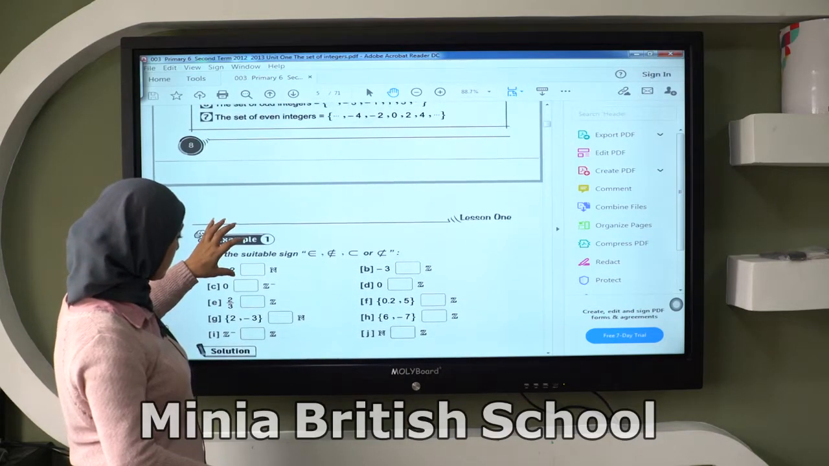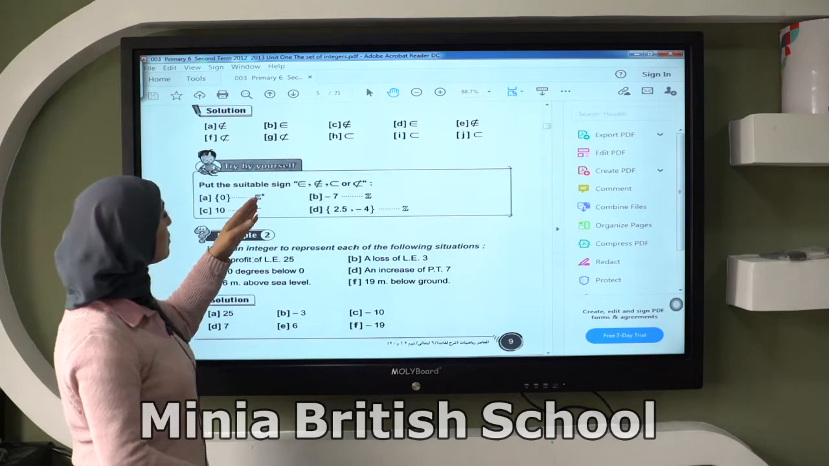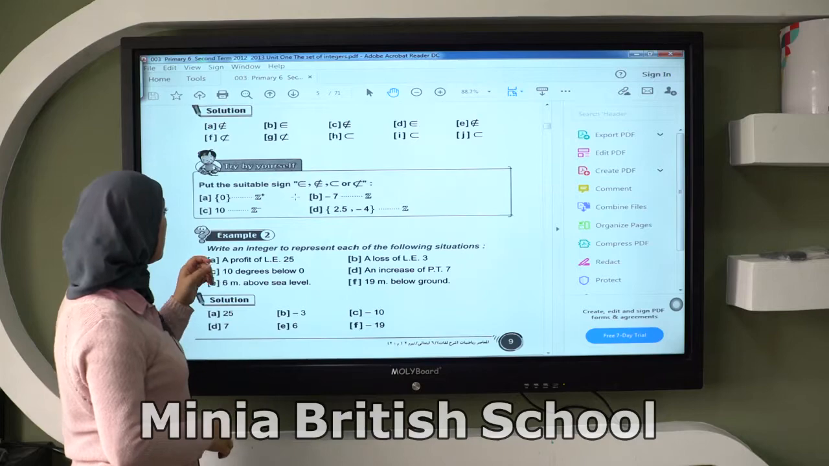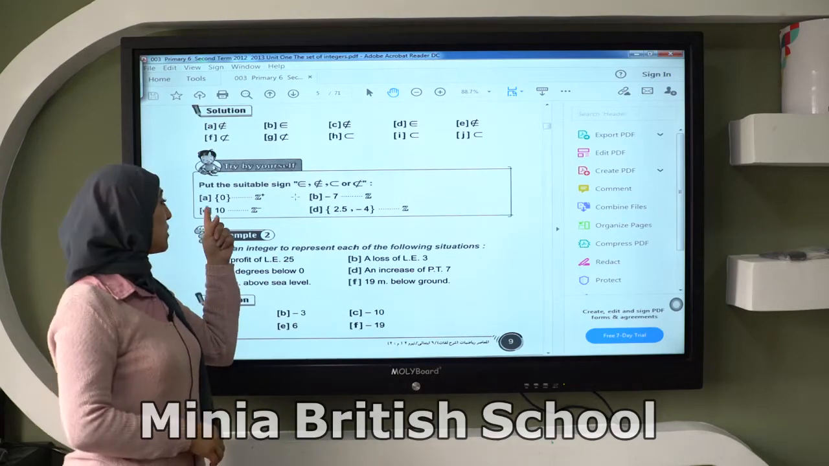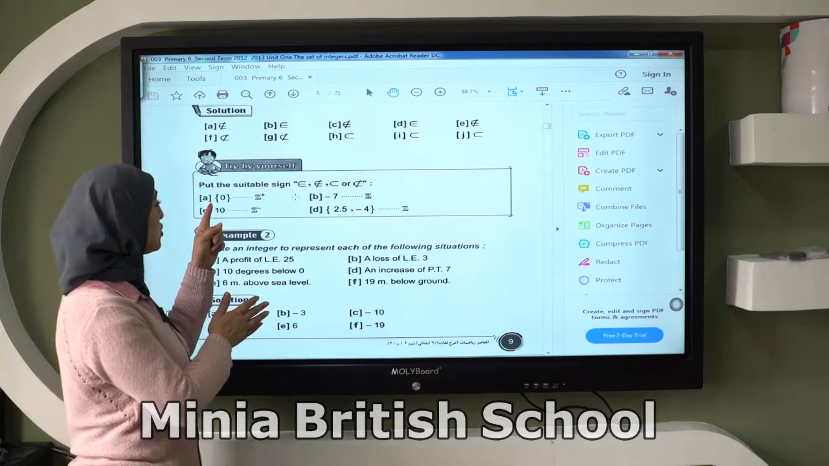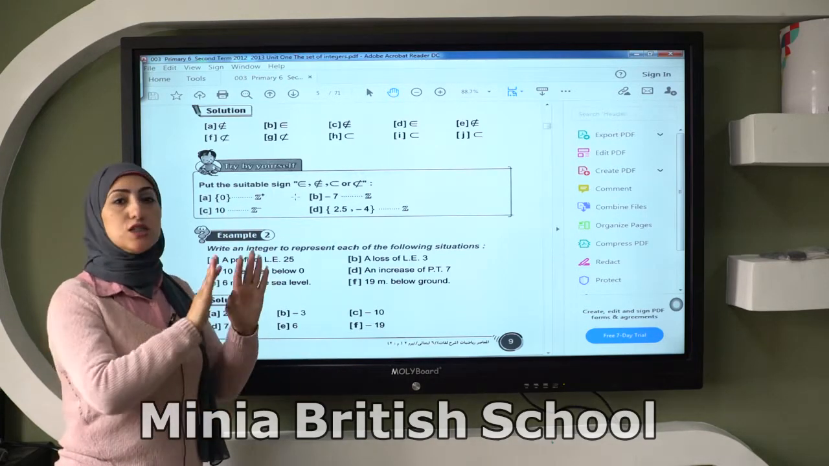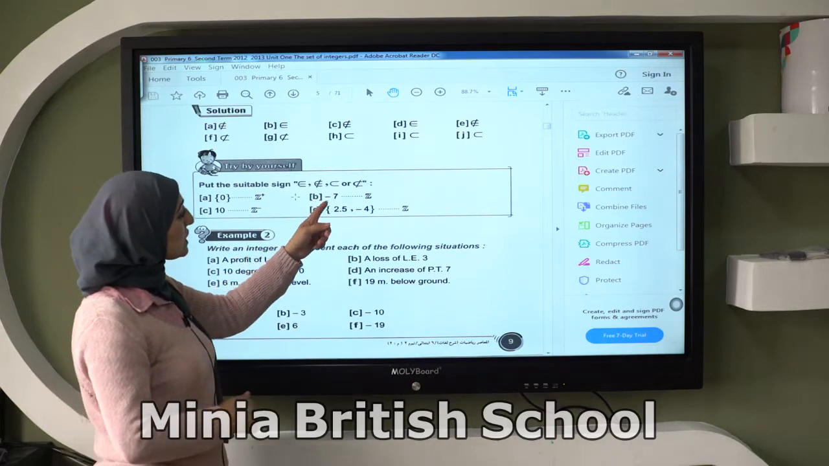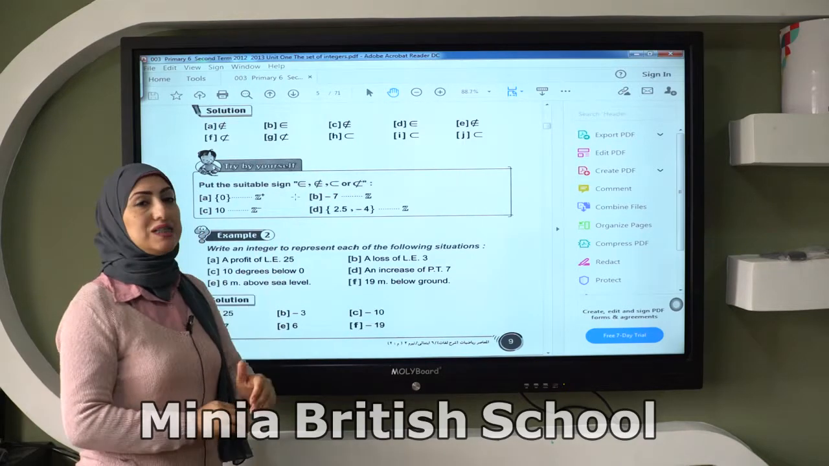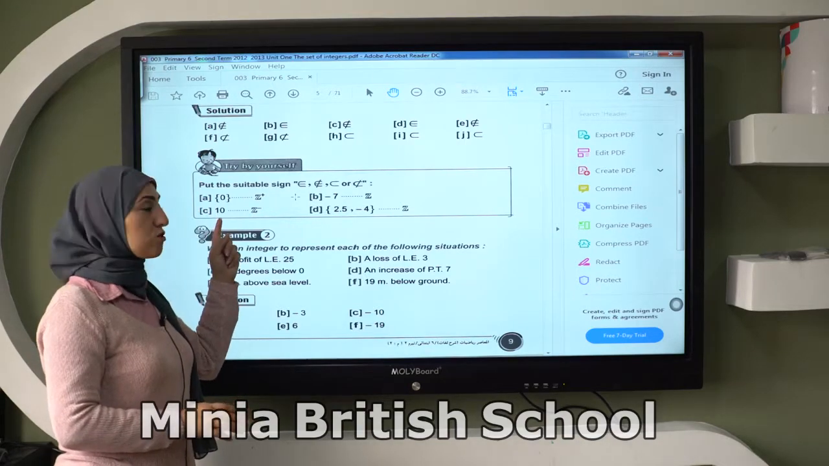So here, leave this. We will see here the suitable sign: belong, doesn't belong, subset, or doesn't subset. Okay, here, 0. I'm sorry, it's a set, okay? So, is it a subset or doesn't subset of positive Z? Of course, it doesn't subset, okay? Negative 7, it's an element, so it belongs to Z. 10, of course, it doesn't belong to negative Z.